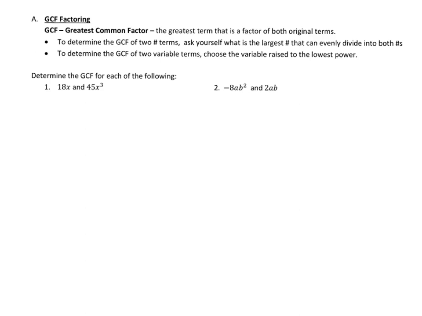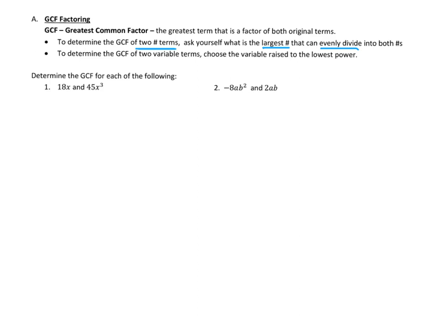We have to ask ourselves two different things. First, we want to look at any number terms, any numbers that are in common, or any number coefficients for any of the terms. And we want to ask ourselves, what is the largest number that can divide evenly into both numbers? So for example, if I had 2 and 8, I'd say 2 is the largest number that you can divide into 2 and into 8. But if I had something like 10 and 15, now I would say the largest number that can divide evenly into both 10 and 15 would be 5. So that's the first thing, to look at all of the numbers and find the largest number that can evenly divide into both numbers.